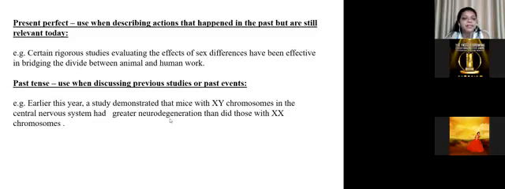Let's see how we are going to use past tense in the intro part. Past tense you can specifically use when you're talking about previous studies or past events. Earlier this year a study demonstrated that mice with XY chromosomes in the central nervous system had greater neurodegeneration than did those with excess chromosomes.